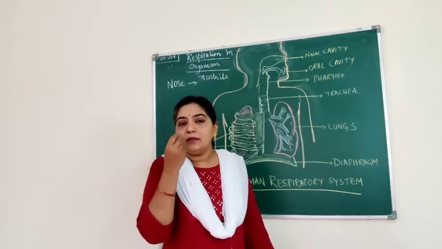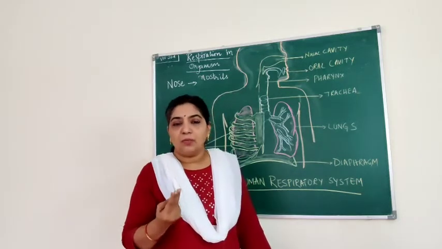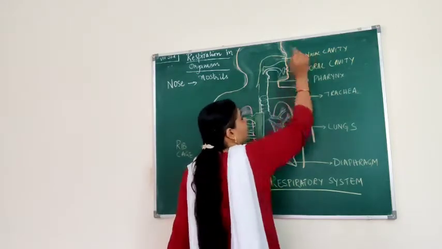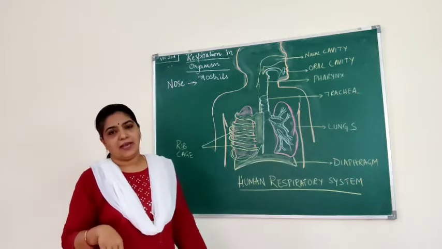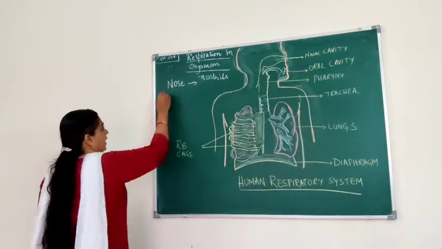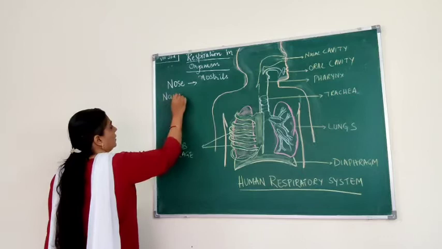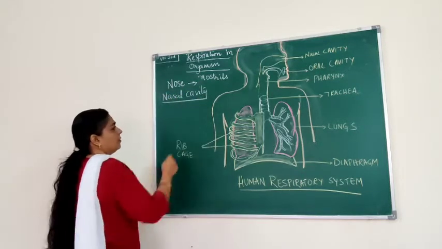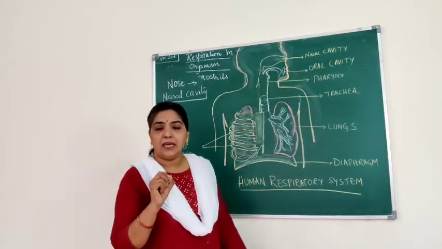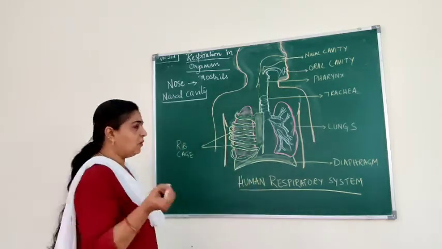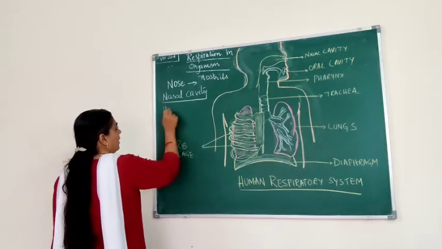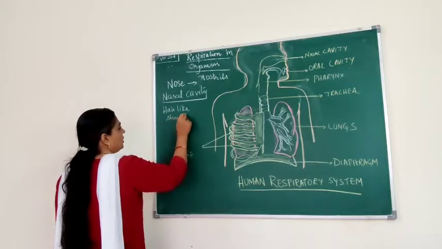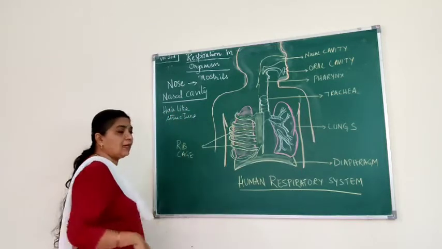The air will enter into the nose through the openings called nostrils, and here we have a cavity. This cavity is called the nasal cavity. The nasal cavity is lined with very tiny hair, we can also say cilia. Tiny hair-like structures, which are present in the nasal cavity.